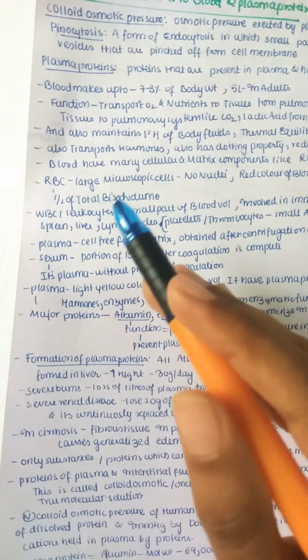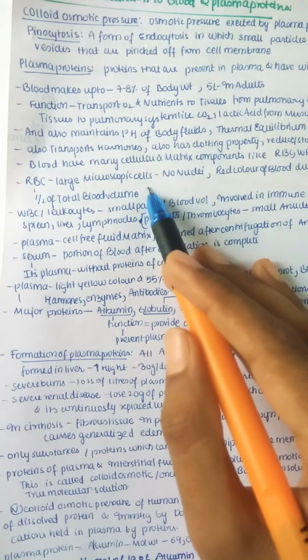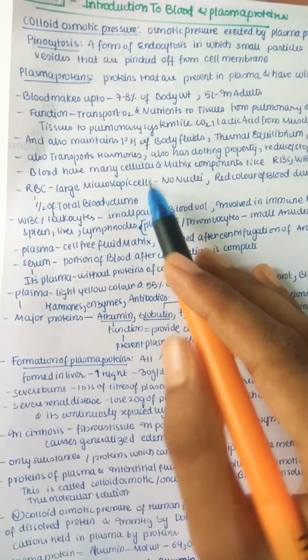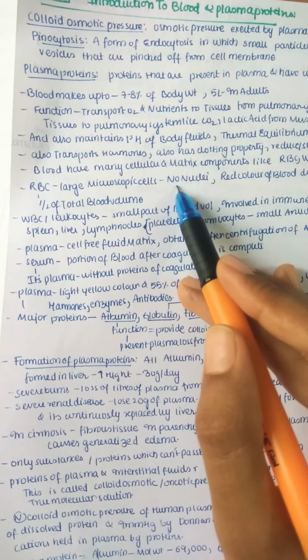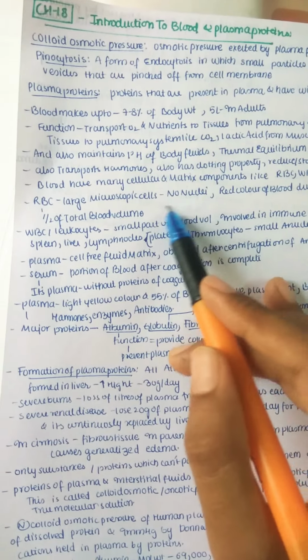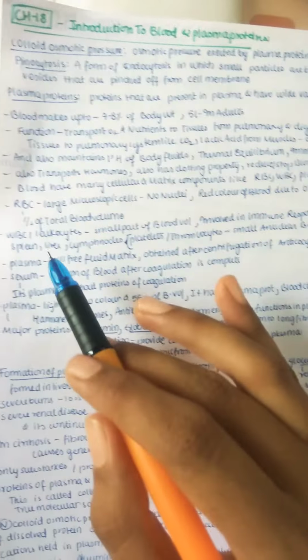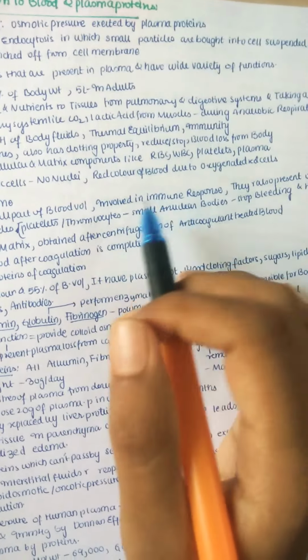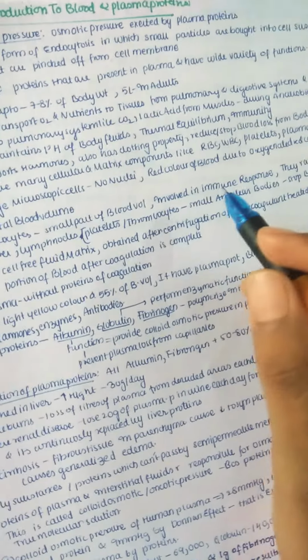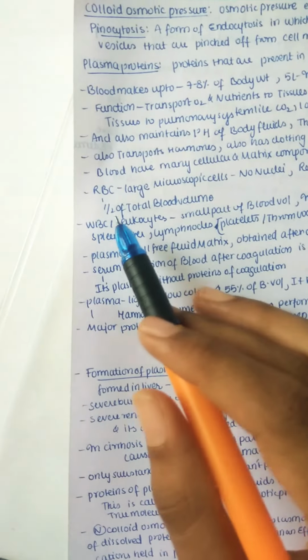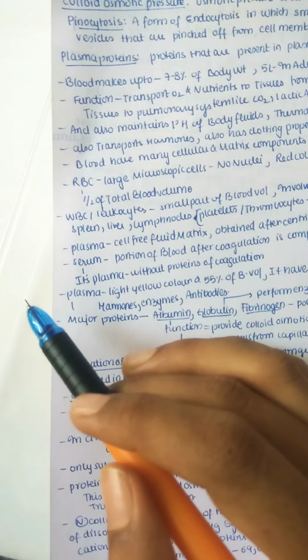So RBC is nothing but red blood cell. It is a large microscopic cell, yeah, we can't see it with our eyes, and it has no nuclei. That is very important in the case of RBC. And also remember, RBC don't have mitochondria also. No nuclei, no mitochondria, only a large microscopic cell. Red colored biconcave cells, we know the red color of blood is mainly due to oxygenated red cells or oxygenated RBC. So RBC takes up half of the total blood volume.